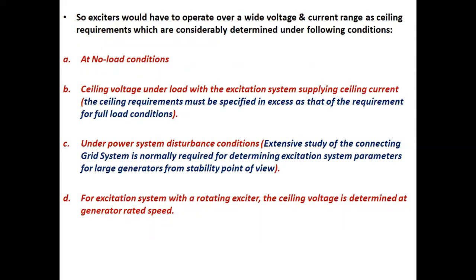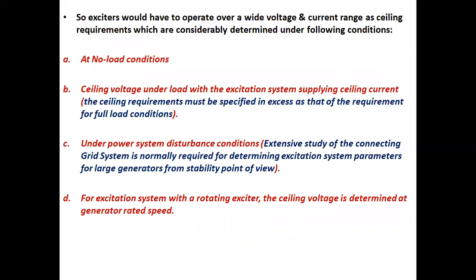So exciters would have to operate over a wide voltage and current range as ceiling requirements, which are considerably determined under the following conditions. A. At no load conditions. B. Ceiling voltage under load with the excitation system supplying ceiling current. That is, the ceiling requirements must be specified in excess of the requirement for full load conditions.